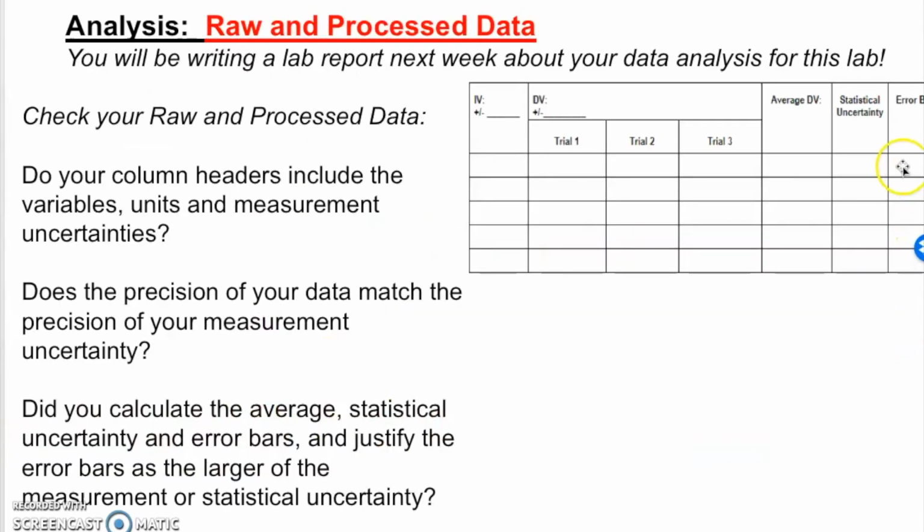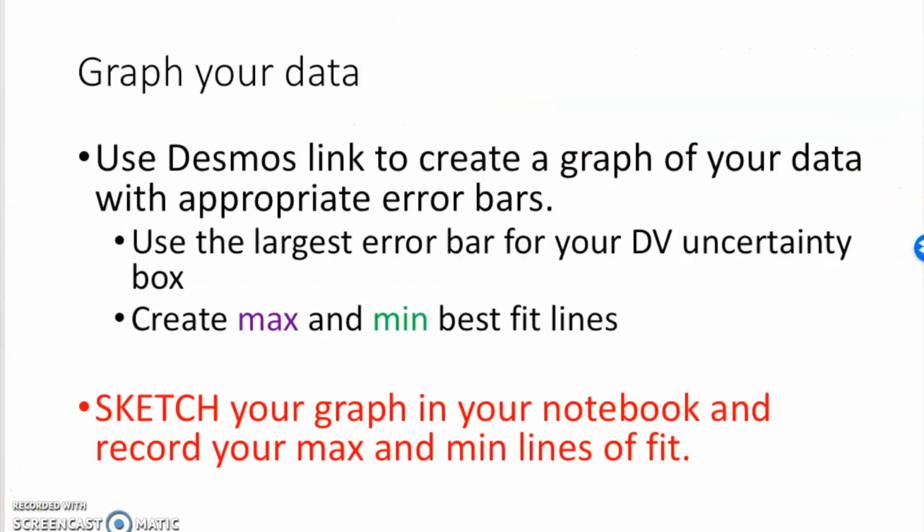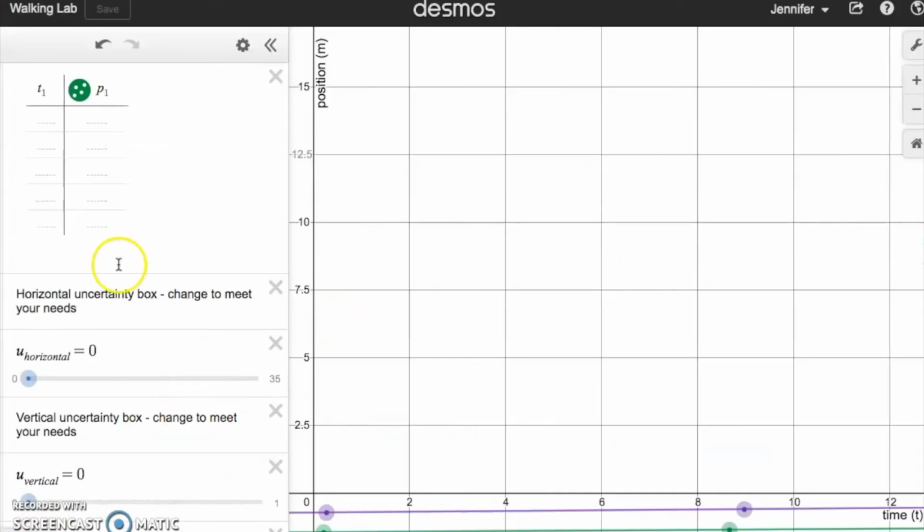So again, you'll have calculated your error bars. Whichever one is larger here, that's going to be your measurement uncertainty for the dependent variable position. You'll create min and max fit lines. And actually, let's go ahead and look at that. So here is the Desmos template that I created for you.